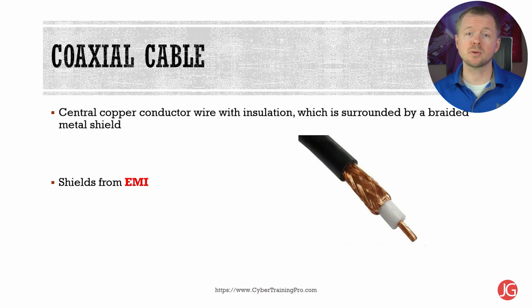Coaxial cable has a central copper conductor wire with insulation around it, which is surrounded by a braided metal shield. It's called coaxial or coax because the center of the wire and the braided metal shield share a common axis or a center line. The idea is that the cable is shielded from electromagnetic interference, or EMI, from office lights, copy machines, or any other appliance that generates magnetic fields.